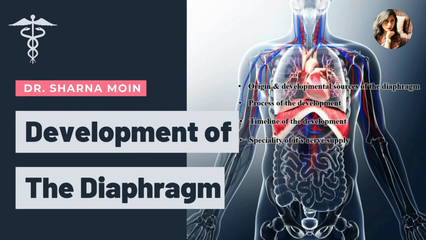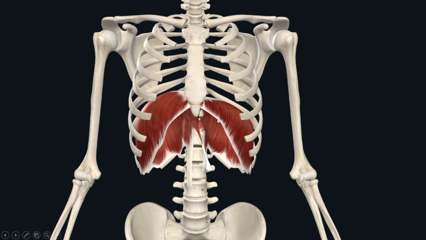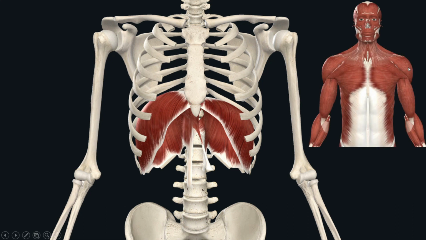Okay, so we know that the diaphragm is a skeletal muscle, and we also know that all the muscles of the body are coming from the mesoderm. So obviously, without any doubt, we can say the diaphragm is also coming from the mesoderm.